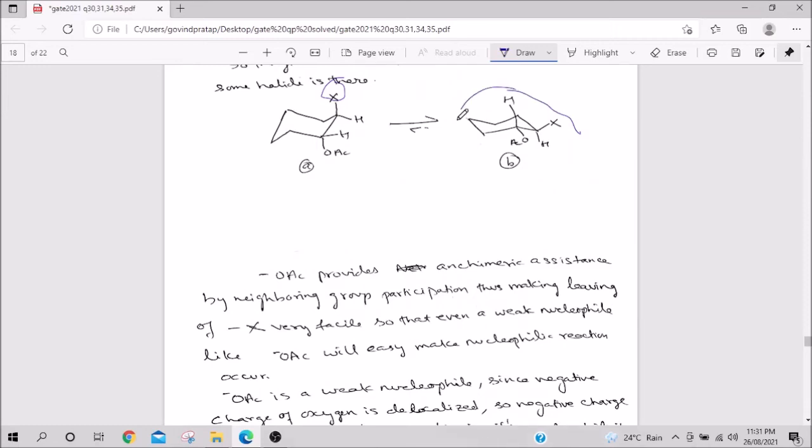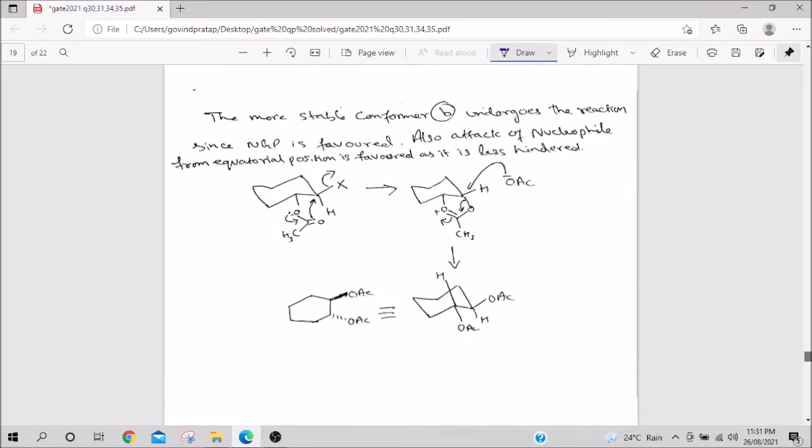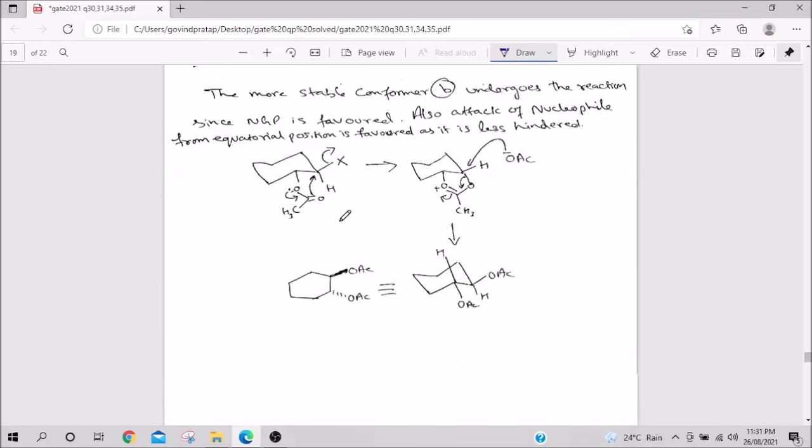Now here SN2 also might have been possible, but very important, when OAc is there, OAc does wonderful, most wonderful neighboring group participation. It gives anchimeric assistance, it helps in removal of this X, it facilitates the nucleophilic substitution reaction. Let me show you, my whole PhD was about this itself.